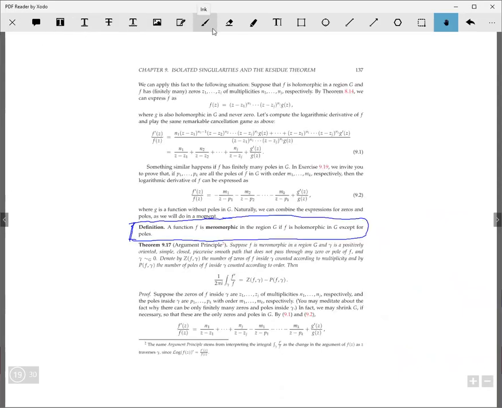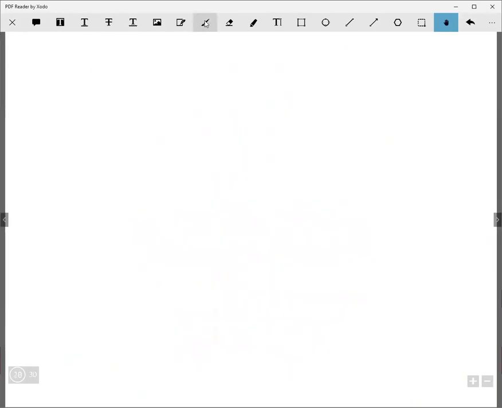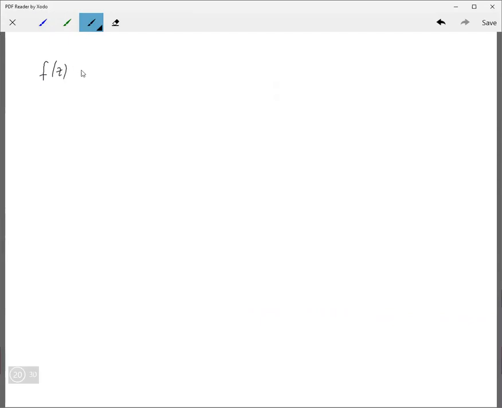And I want to find some space. Okay, here's what we're going to do. I want to construct a function, and here's what it will be. I'm going to call it f of z. And first of all, I want it to be 0 at a couple of different points.